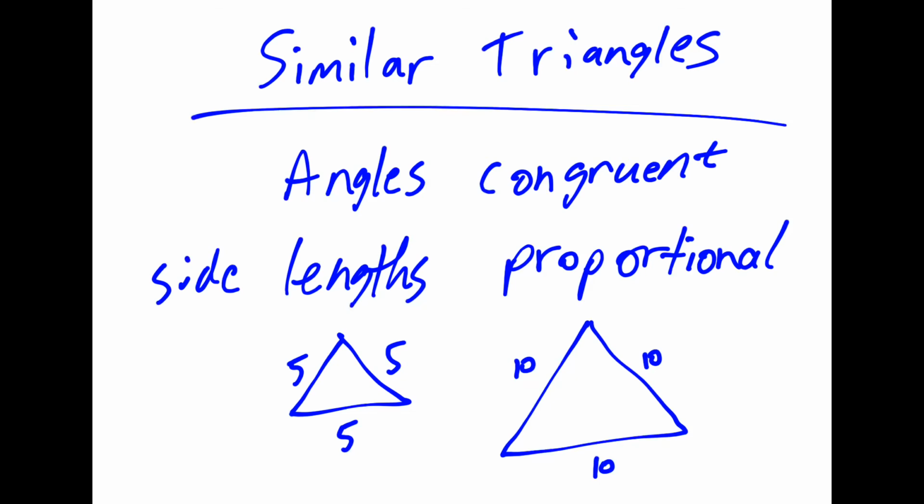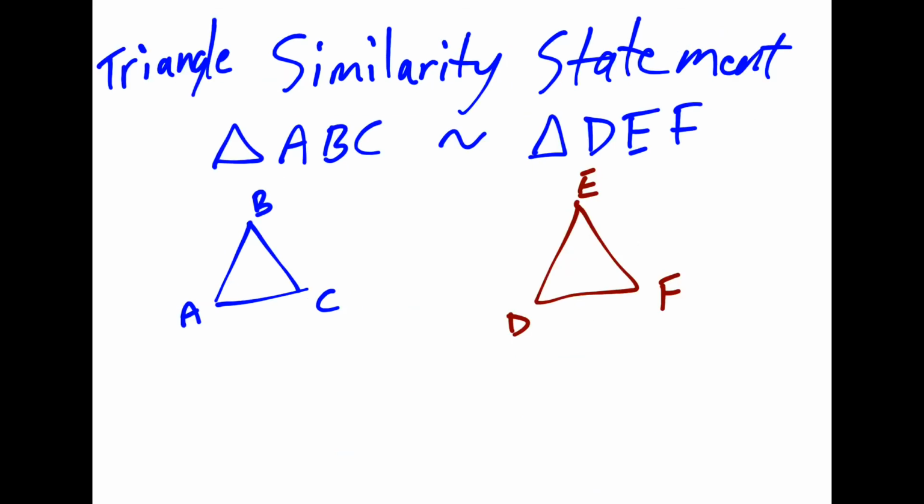This is called a dilation. And the number that we multiply is called a scale factor. So here the scale factor going from the left to the right would be 2. And if our side lengths are getting smaller, then our scale factor can be a fraction. Triangle similarity statements help us identify which angles are congruent and which side lengths are proportional.